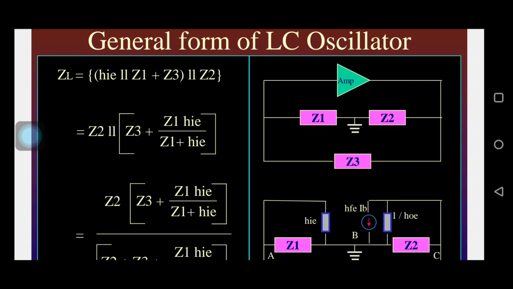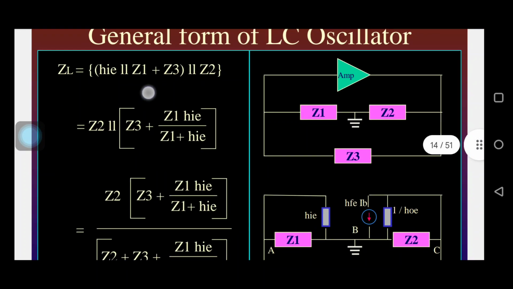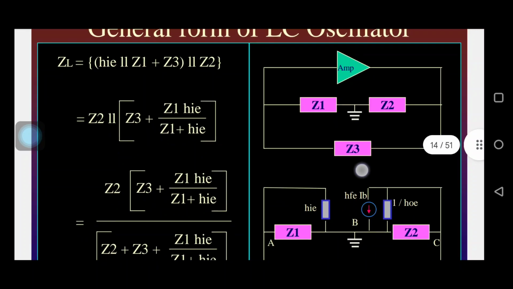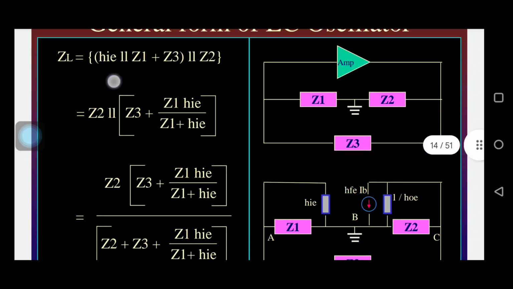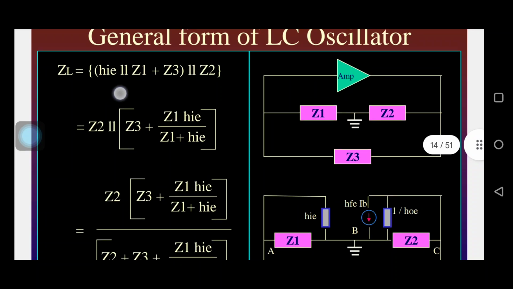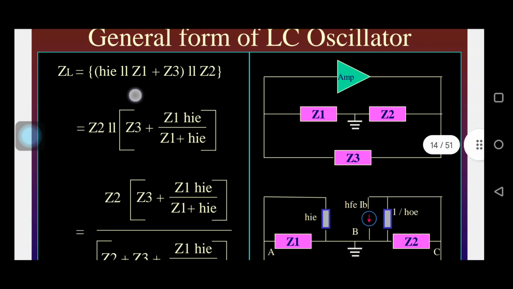So let me write the first equation. ZL equals hie parallel with Z1, plus Z3 connected in series. So hie parallel with Z1 plus Z3, and this is parallel with Z2. Now I am going to write hie parallel with Z1. A parallel B equals A into B by A plus B. Just apply the same logic. Here, hie Z1 by hie plus Z1.